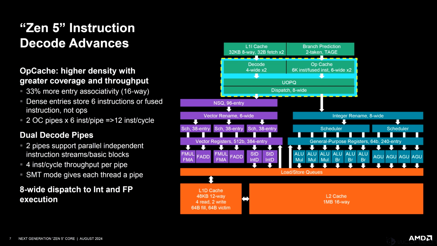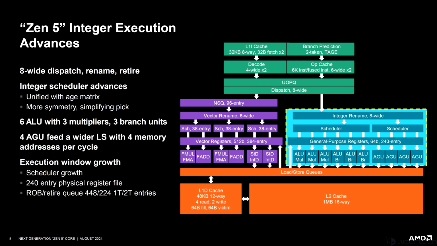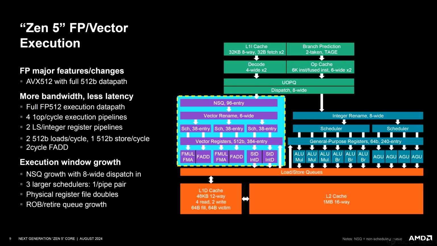In terms of execution advances, AMD Zen 5 core architecture offers 8-wide dispatch, rename, retire, integer scheduler advances unified with age matrix. More symmetry, simplifying PIC. 6 ALU with 3 multipliers, 3 branch units, 4 AGU, a wider LS with 4 memory addresses per cycle, execution window growth, scheduler growth. 240 entry physical register file. ROB, retire Q 448, 224 1T/2T entries.